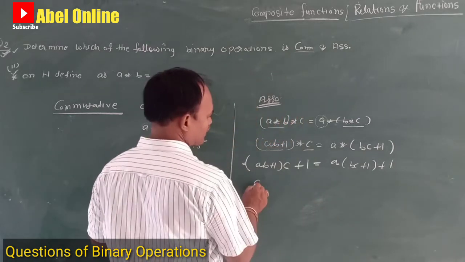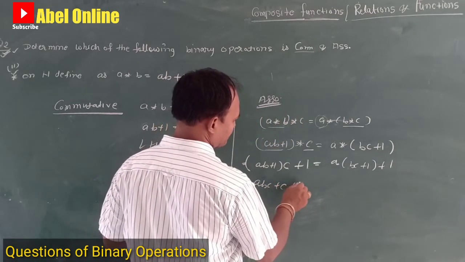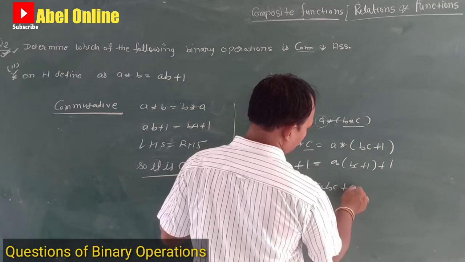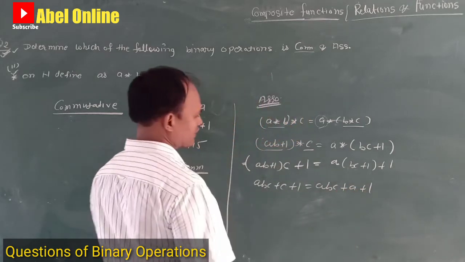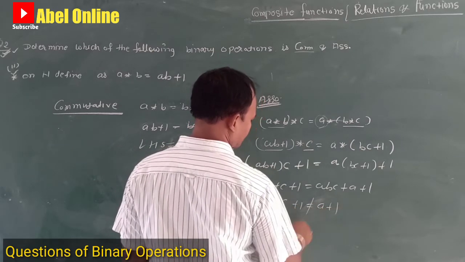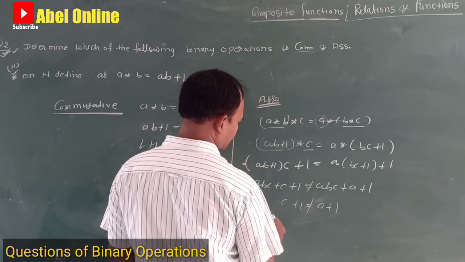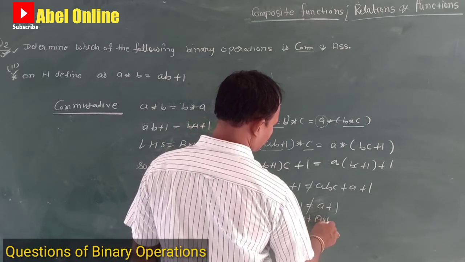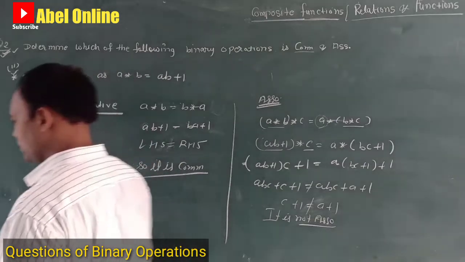So we can say that abc plus c plus 1 and this is abc plus a plus 1. So we can say that abc plus c plus 1 is not equal to abc plus a plus 1. So it is not associative.